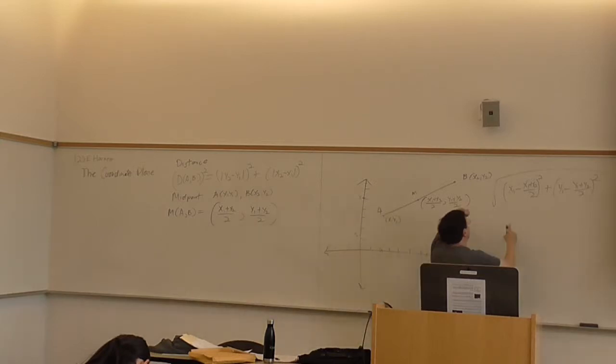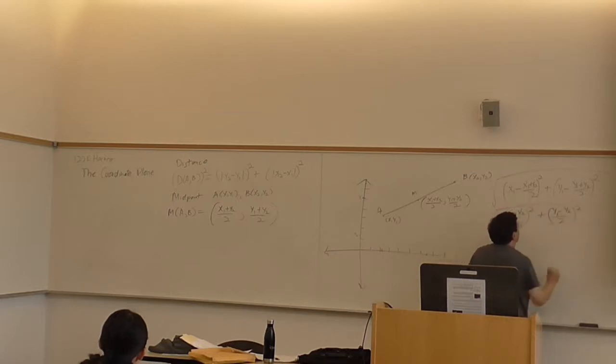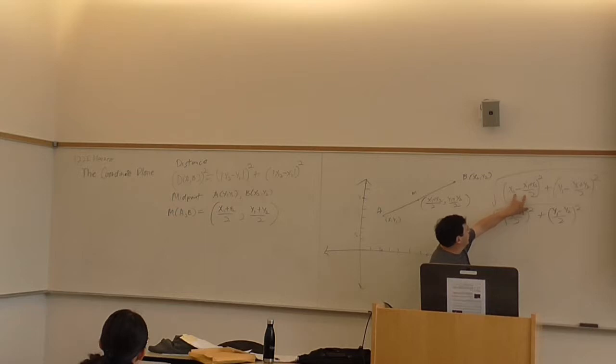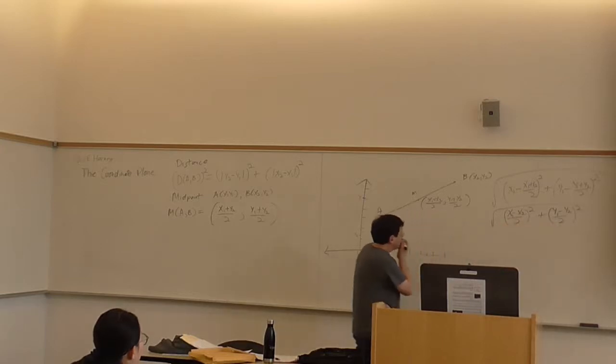So let's simplify this a little. This is the square root of ((x1 minus x2)/2) squared plus ((y1 minus y2)/2) squared. I did that kind of fast. I just put x1 over the common denominator 2, so that's 2x1. I subtract this, so the x1 goes away, and I've got a negative x2. Same thing with y.